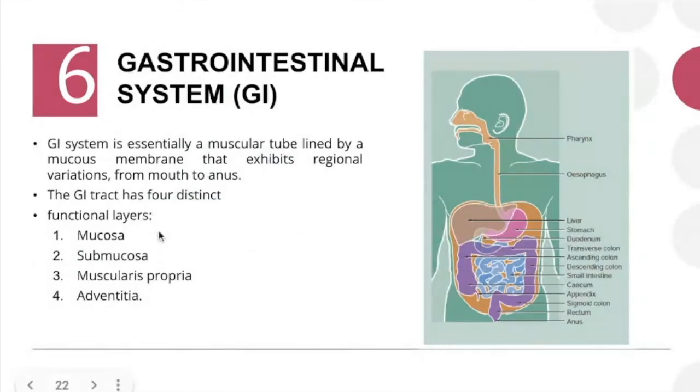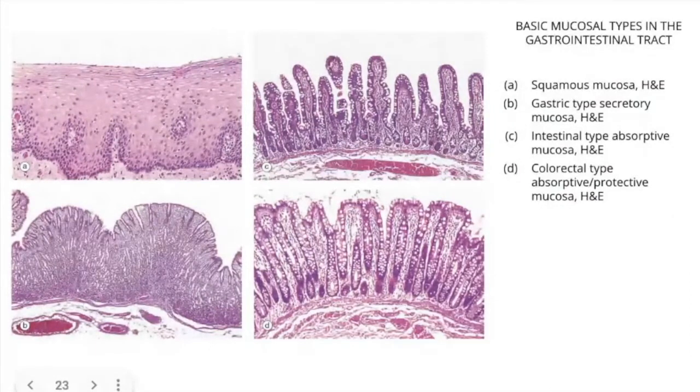And next, gastrointestinal system. So the functional layer involve mucosa, submucosa, muscularis propria, and also adventitia. So for example, all of these are H&E staining of squamous mucosa, gastric type secretory mucosa, intestinal type absorptive mucosa, and colorectal type absorptive or protective mucosa. So because our gastrointestinal tract is large and big, right? So this is a part of the staining showing different parts of GI tract.